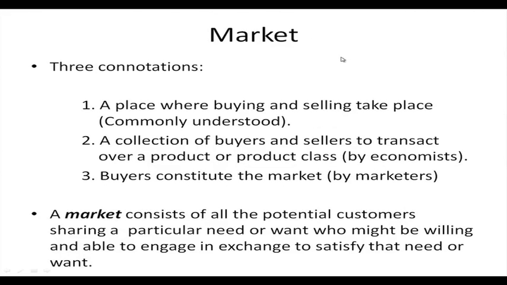Now, what is a market? There are three connotations of the word market. Market is a place where buying and selling take place, and commonly we understand this meaning when we use the word marketing. Economists say market is a collection of buyers and sellers to transact over a product or product class. That is by economists.